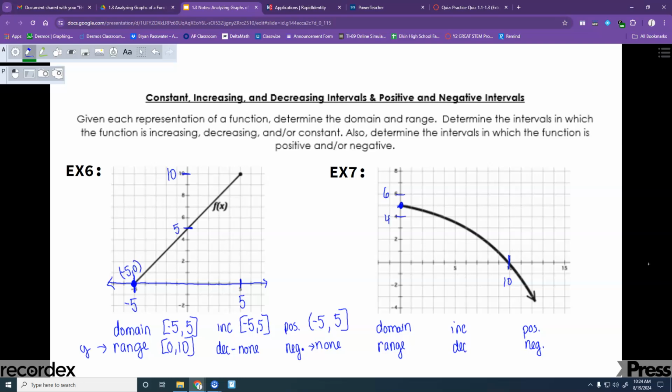So it starts at 0. I'll take this and I'll put it in for you.